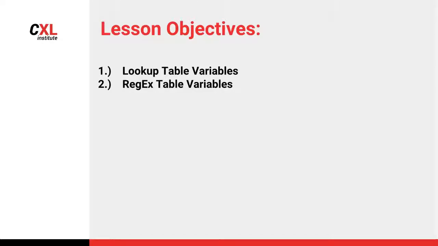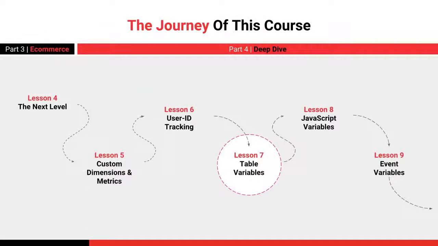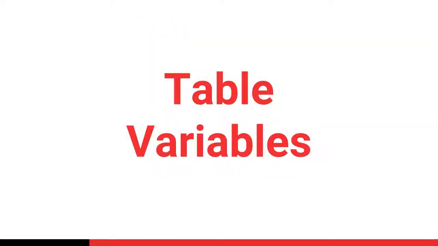The lesson objectives for today, pretty simple. We're going to cover the lookup table, and we're going to cover the RegEx table variables. The journey so far, we just covered user ID tracking. We are now looking at table variables. Coming up, we've got JavaScript variables, then event variables after that, followed by a few others. But of course, right now, it's time to go into table variables.